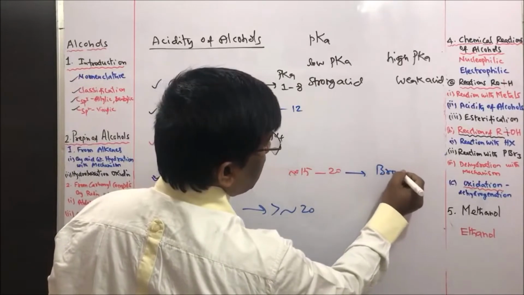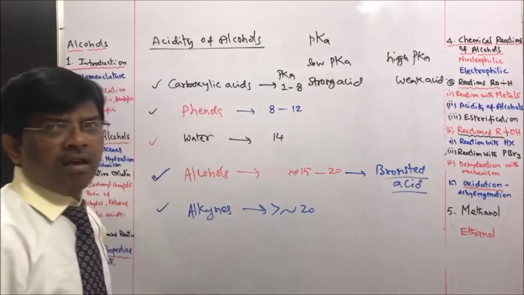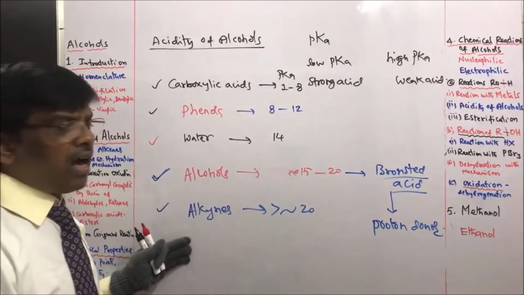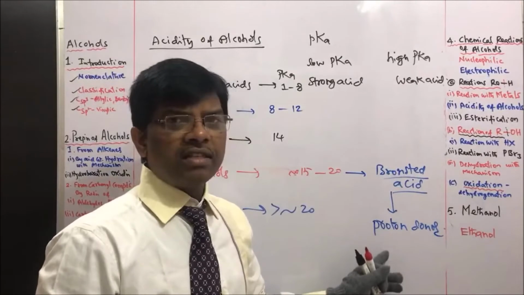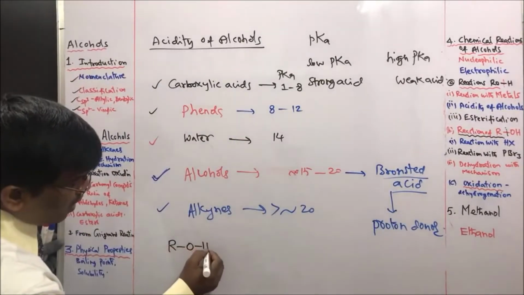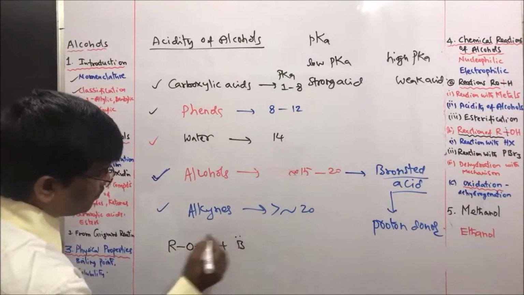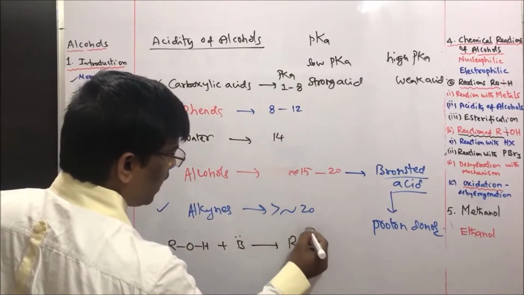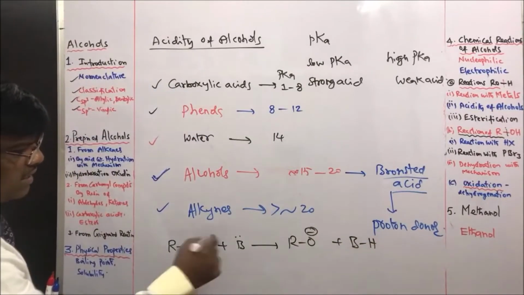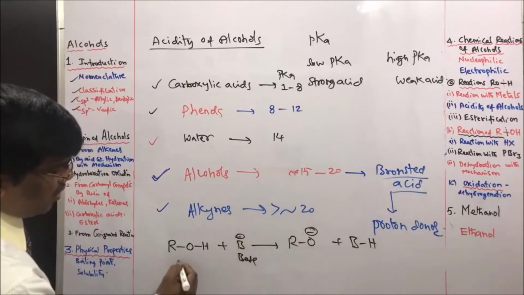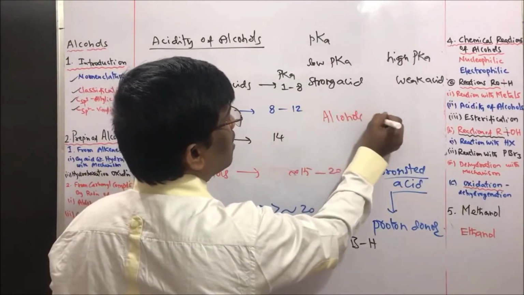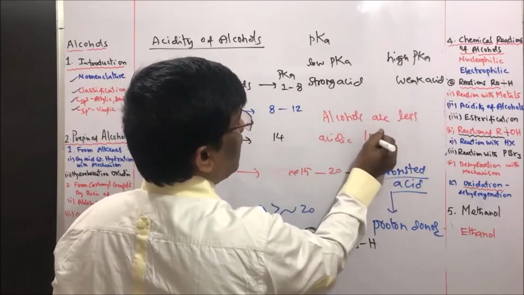Yes students, so alcohols are acidic. These are Bronsted acids. What is a Bronsted acid? A proton donor is an acid. So alcohol is a Bronsted acid because it can donate a proton. For example, ROH plus a conjugate base is going to form RO minus plus BH. This is the base, and the alcohol is going to act as an acid. However, alcohols are less acidic than water.